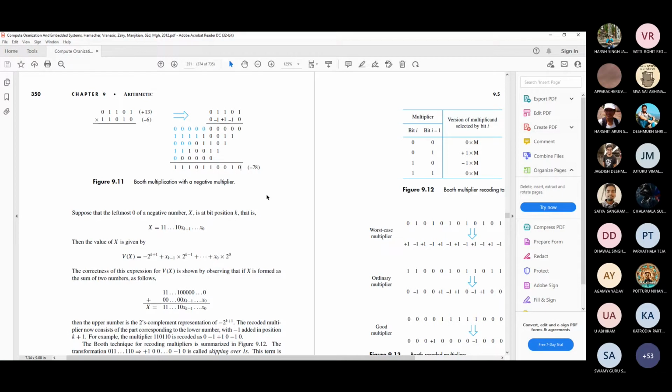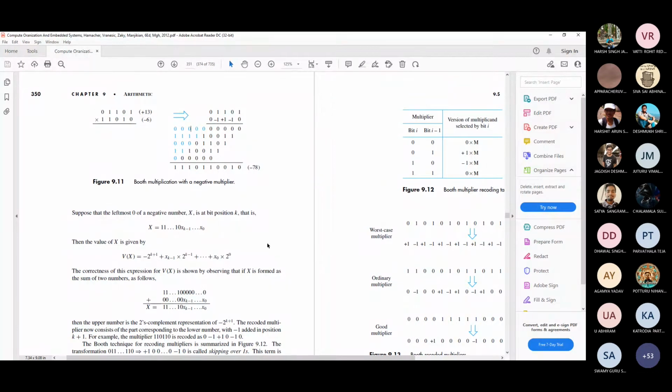Now what is the advantage? The advantage here may not be visible in the current case because we have 3 additions here. If you see, there is a 1 0 addition, another 0 addition. So we don't get much benefit here itself.